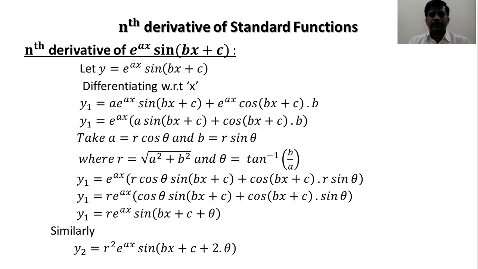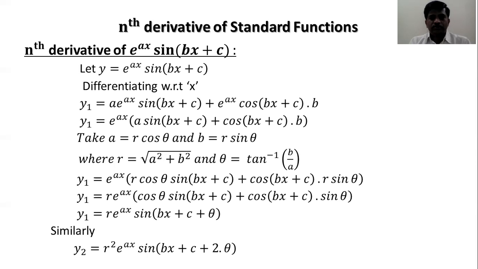Let y = e^x sin(bx + c). Differentiating with respect to x, y1 is the derivative of the right hand side. Now we have to apply the product rule. The derivative of the first function e^x is e^x, into a, into the second function sin(bx + c), plus the first function e^x into the derivative of the second function sin(bx + c), which is cos(bx + c) into b. Now we can take e^x as a common factor, and the rest of the term is a sin(bx + c) + b cos(bx + c).